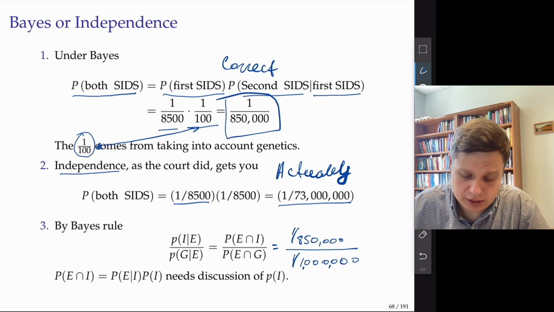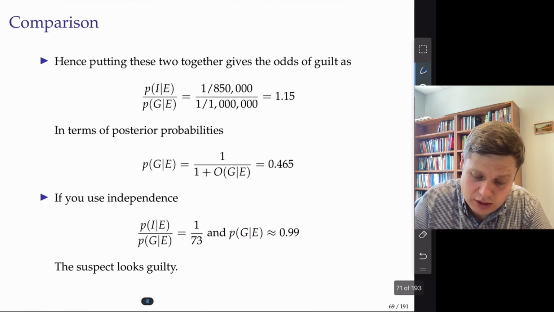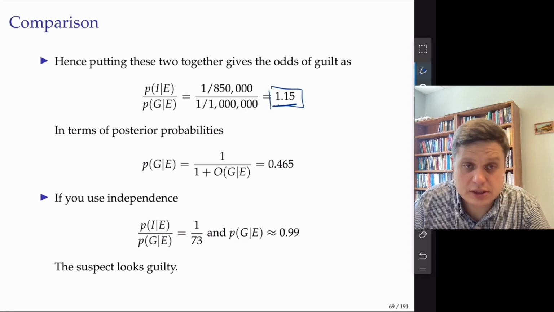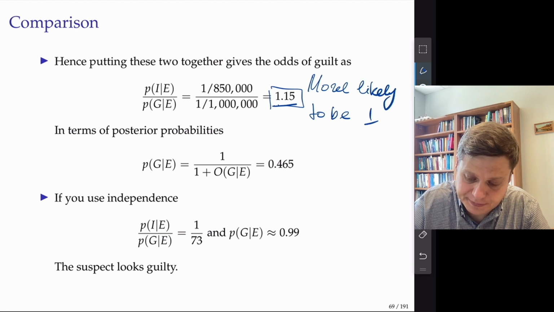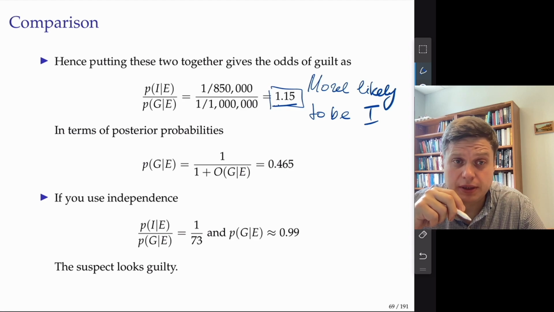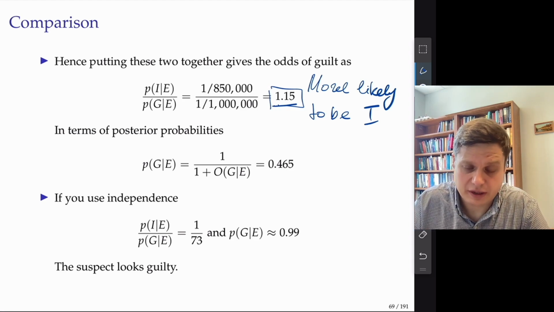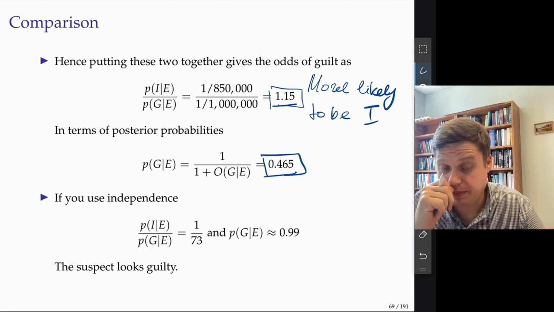Okay, and now we look at this ratio. This ratio is greater than 1. It's 1.15. So it means she's more likely to be innocent. That's the conclusion we're going to make: more likely to be innocent. And if we convert it into a probability, you remember that the probability is just 1 divided by 1 plus the odds, then the probability of her being guilty is 46%. So there is less than a 50% chance that she is guilty under this assumption.